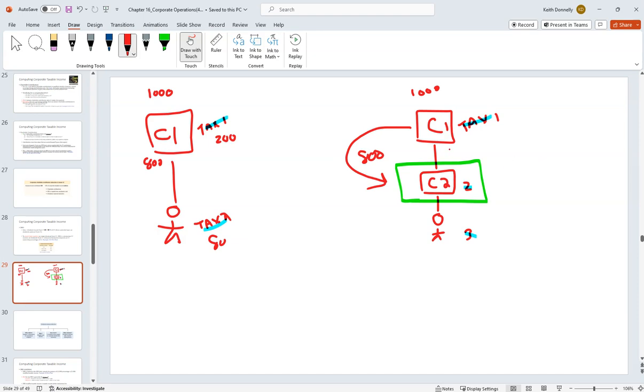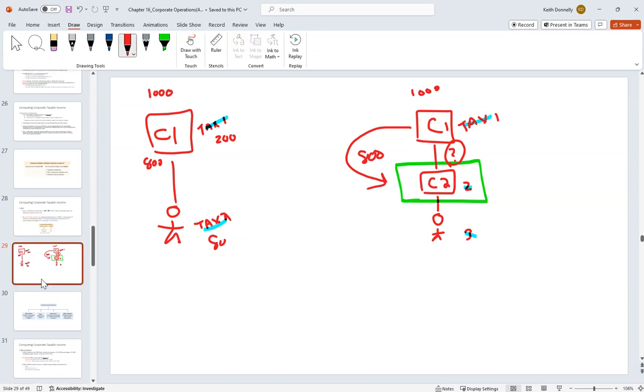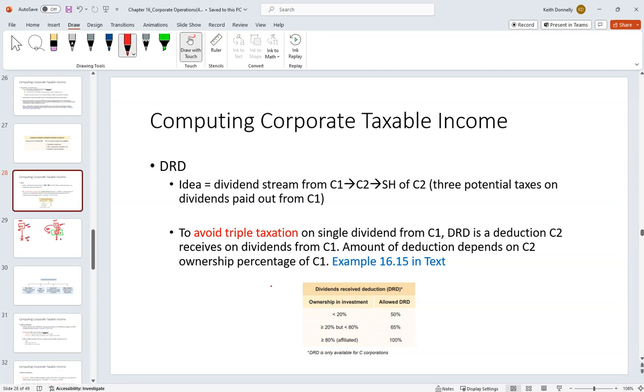It really depends how much ownership this guy owns in the first corporation. So that's the idea here. How much they own: if it's 20%, they get a 50% deduction. If it's greater than 20 but less than 80, they get a 65. Greater than 80, 100%. So that's the idea there with it.